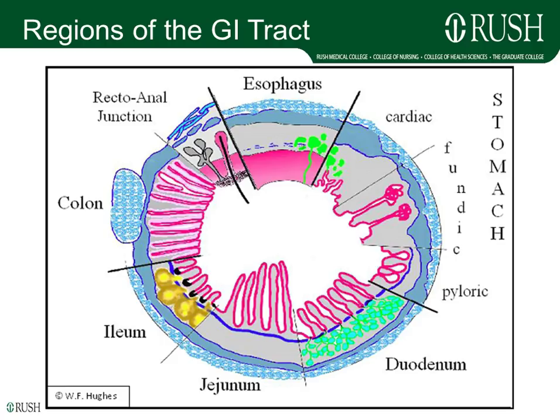Now let's talk about all of the different regions of the GI tract one at a time. We'll begin with the esophagus and work our way down the tract all the way to the rectal anal junction. So this diagram was done by a former colleague of mine, and it really pretty nicely summarizes some of the regional differences between all of the regions that we're going to look at in the GI tract.